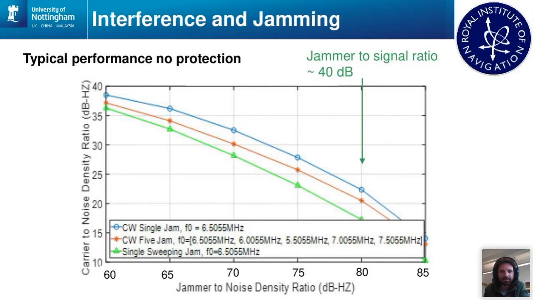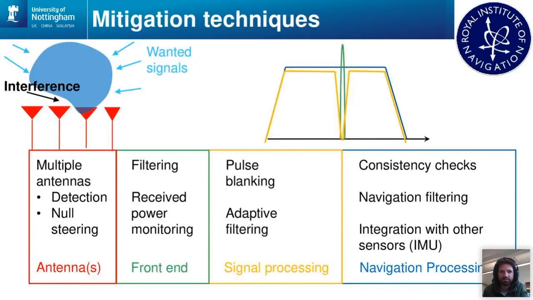It would just fail. And that corresponds to something in the region of about 10 to 100 milliwatts of jamming power at about 1 kilometer away or something. And that's something that's very easy to make, that kind of jammer. So without any protection, it's quite easy to interfere with a GNSS receiver. So what can we do about it?